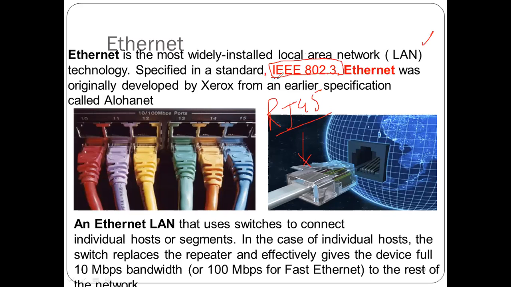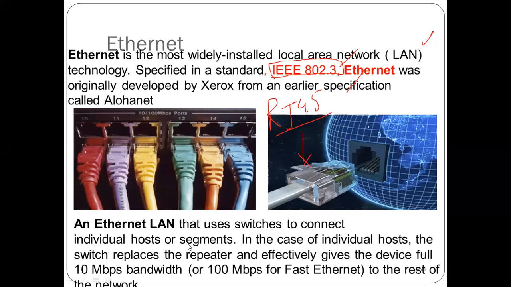Please remember the technical name or the standard name of Ethernet, that is 802.3. Sometimes in questions you might be asked: what do you understand by IEEE 802.3, IEEE 802.11, IEEE 802.15, IEEE 802.15.4? So please remember that 802.3 is Ethernet, 802.11 is your Wi-Fi, 802.15 is your Bluetooth, 802.15.4 is your Zigbee. These are some frequently used ones, so that's why you need to remember them, right?